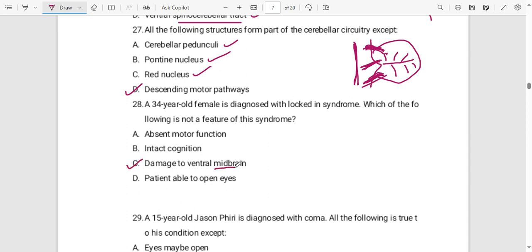The problem is not damage to the ventral midbrain, but to the ventral pons. And one thing that differentiates locked-in syndrome from a coma is that in a coma, someone's eyes are closed, and it has happened for at least an hour. But in locked-in syndrome, the eyes are open.